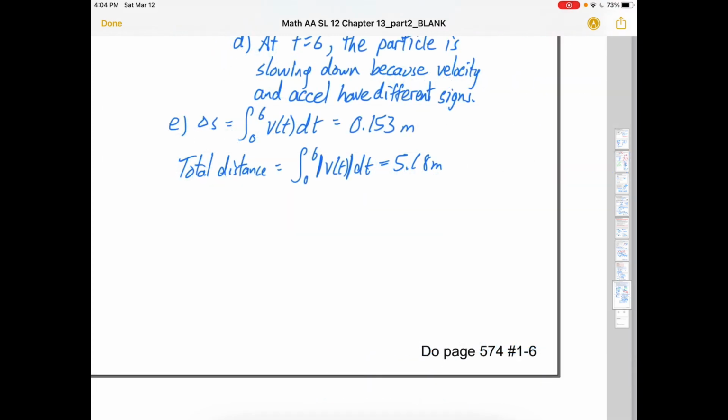So that brings us to the end of this recap of kinematics in the context of trig functions. There are some practice questions on page 574, numbers 1 to 6. I hope this has been helpful. Good luck with the material, and take care, folks.